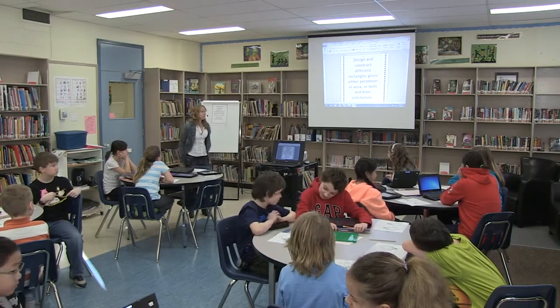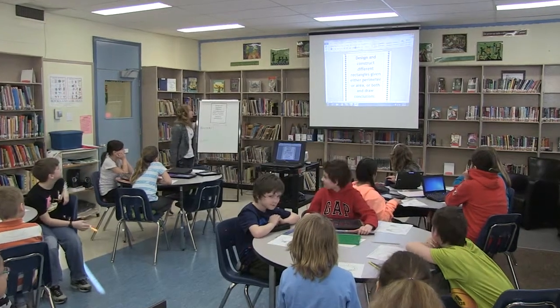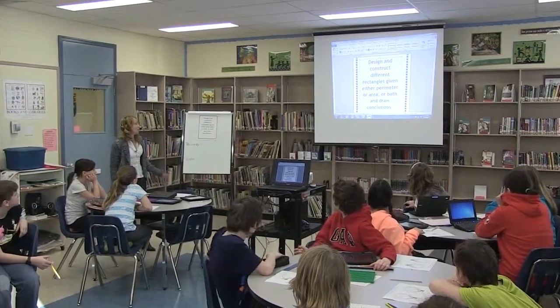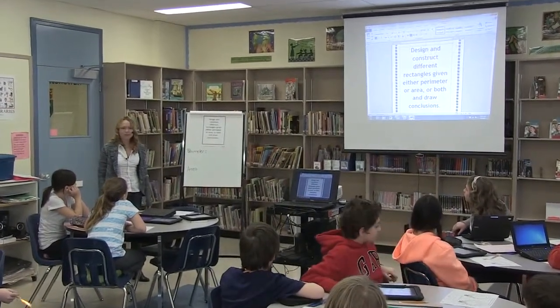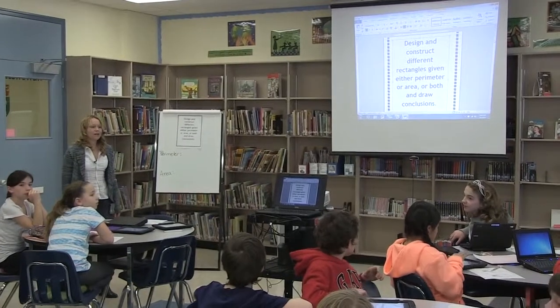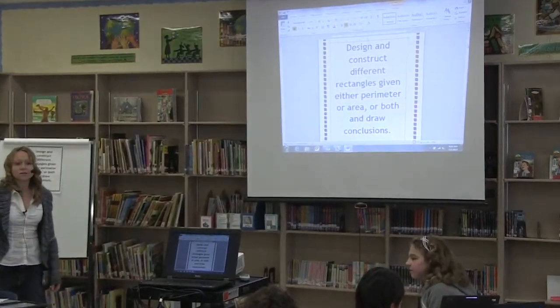So grade 5s today, we're going to be talking about this outcome. Designing and constructing different rectangles, giving either perimeter or area or both, and we're coming up with some conclusions of what we're doing. Okay, so any questions about that outcome? Who can help me figure out what you think it means? Design and construct rectangles. Start there.